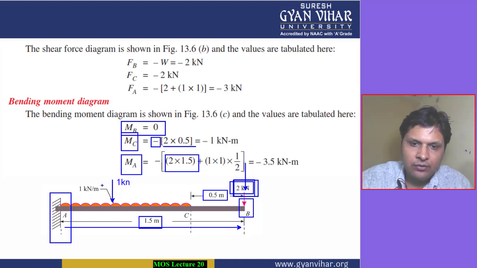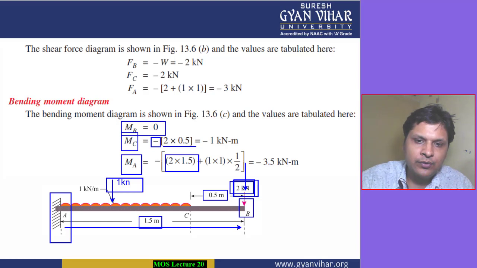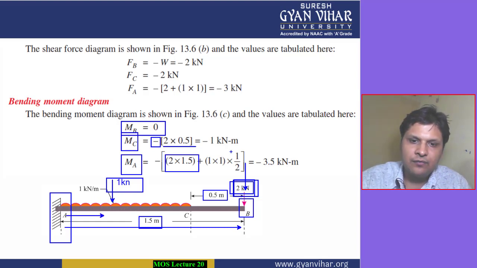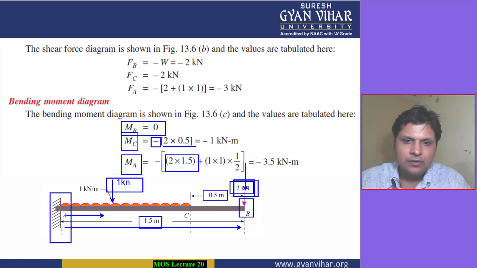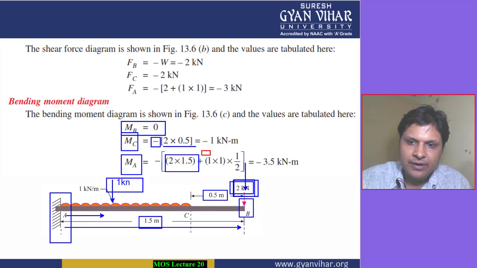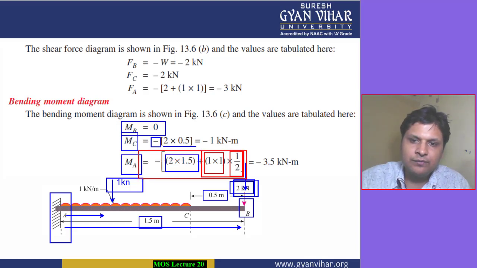And then the second load is 1 kilonewton, and its distance from this point A is equal to half of the total length in which the UDL is acting. UDL is acting on 1 meter distance, so half meter will be the distance of this particular point load from point A. So this we will write now: the load 1 into 1, and half is the distance from point A of this load. In this way, when you add both of these, you will get the value.